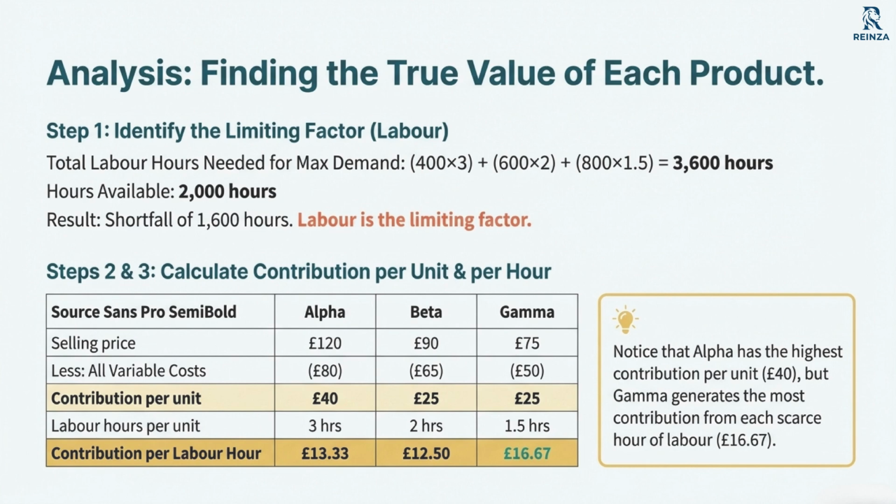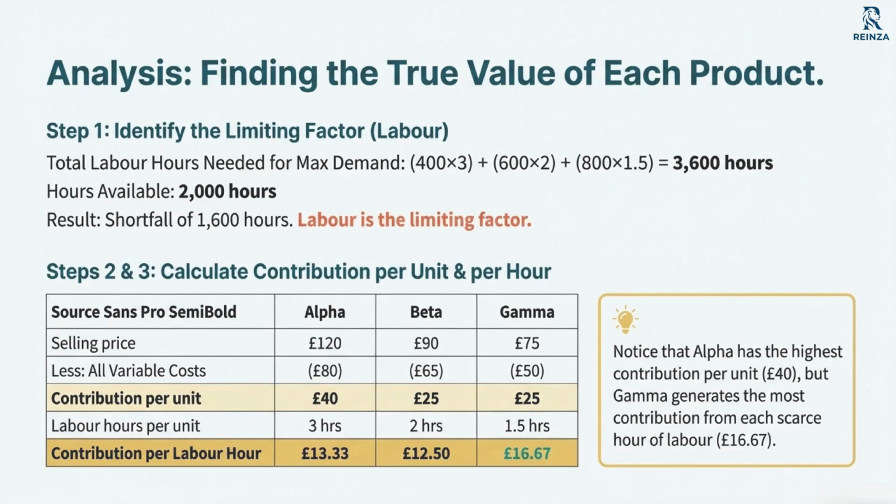Now step 2. Calculate contribution per unit. For alpha, we take the selling price of £120 and subtract all variable costs, £40 for materials, £30 for labor, and £10 for variable overhead. That gives us a contribution of £40 per unit.